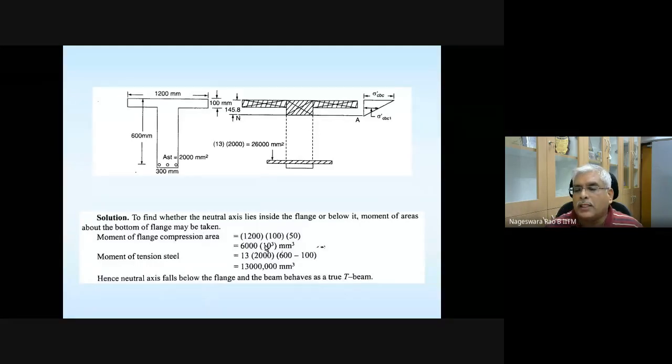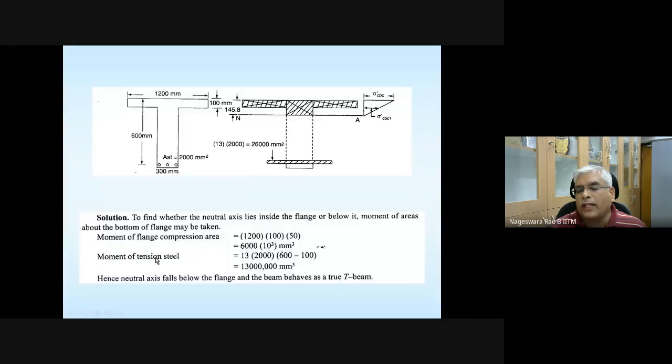you got moment of compression, the area in compression you got, assuming neutral axis to be at the bottom of the flange. Please note that we are doing some check here, and which moment is more here? You see 6000 multiplied by 1000, is it more, or 13 multiplied by 10 power 6? Which one is more? Moment of tension is more. Moment of tension steel is more. That means actually these two moments should compensate each other. These two moments should be equal to each other. Okay.